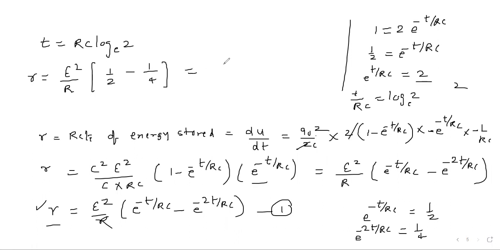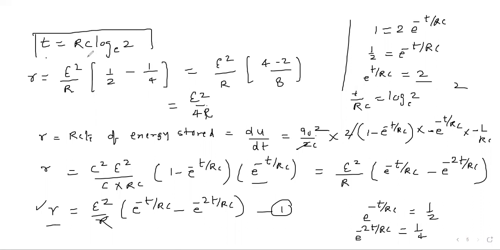We simplify. So e square upon 4, this will become 4 minus 2 upon 8, that is 1 by 4. So e square upon 4R, and that is our answer. We have got time as RC log 2 base e, and the maximum value of the rate of change is e square upon 4R.